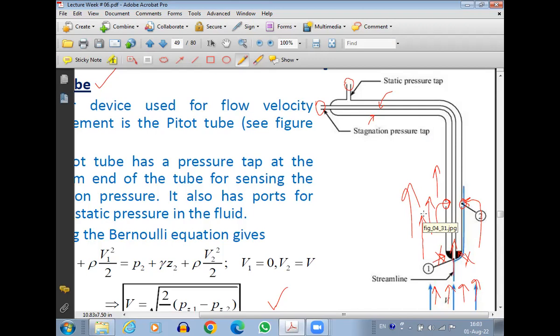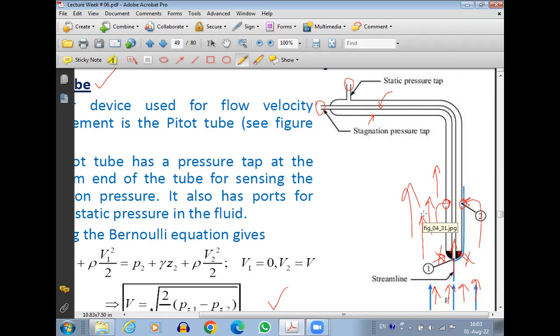The inner tube is taking the whole head: hydrostatic head, elevation head, plus kinetic head. The outer tube is taking hydrostatic head and elevation head, but not the kinetic head, because the fluid is entering sideways and velocity is directional. If the fluid is entering perpendicular to that direction, there is no component of velocity in that direction, so the kinetic head will not be there. So the differential manometer is going to give us the difference between these, and that difference is the kinetic head. How much is the kinetic head?